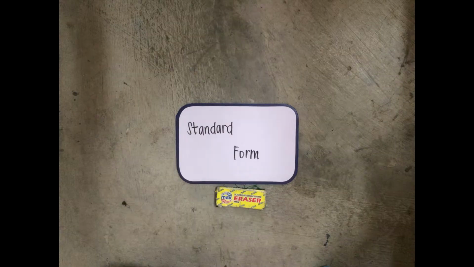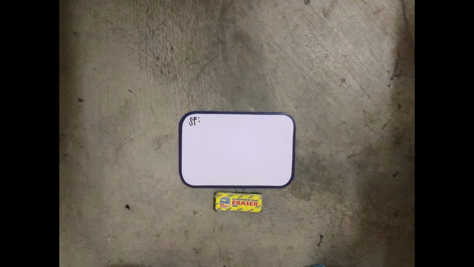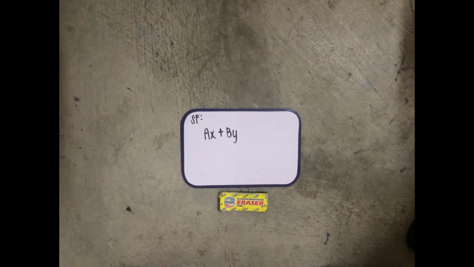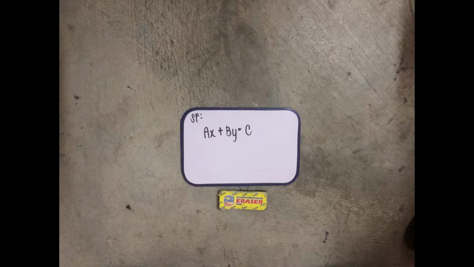Standard form. Standard form is like the general form, but it is more likely to find this in questions rather than the general form. Its formula is ax plus by is equal to c. You can make this from general form by simply transposing c. You can also turn this into slope-intercept form or y form by transposing ax.